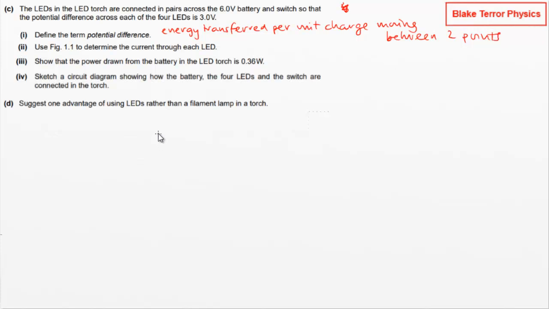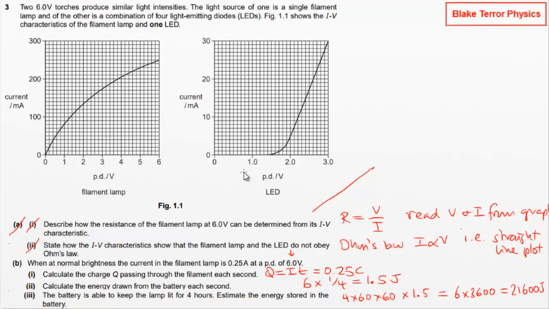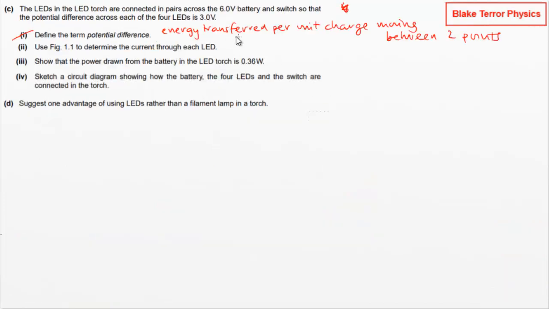Oh no, we haven't done the next bit. Use figure 1.1 to determine the current through each LED. So we've got 3 volts on the LED. We've got 30 milliamps. So that's just reading it straight off of the picture. So it's 30 milliamps at 3 volts.